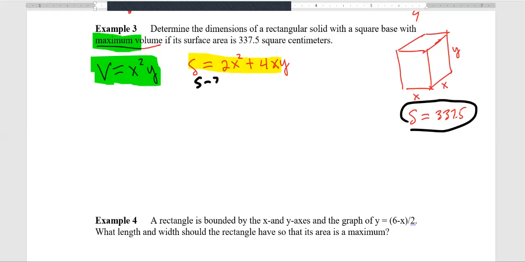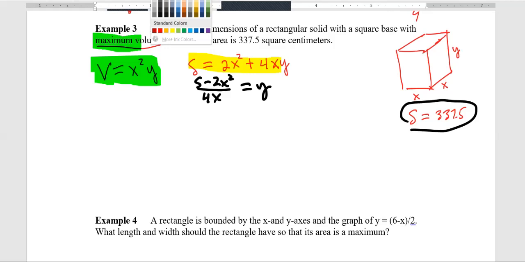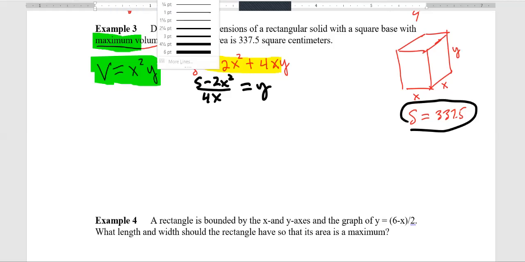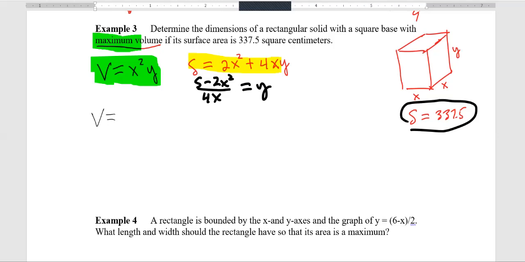If I solve this for y, I'll write this as s minus 2x squared over 4x is equal to y. Then over here, for v, you're going to write x squared times s minus 2x squared over 4x, like that.